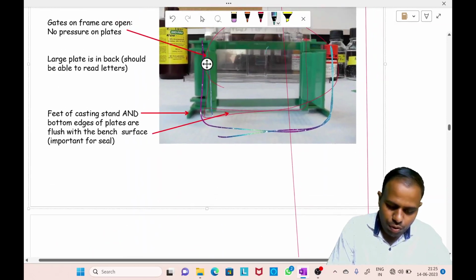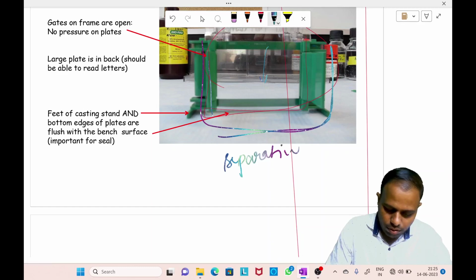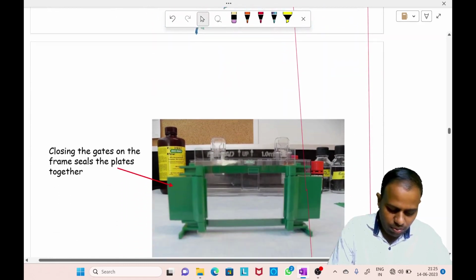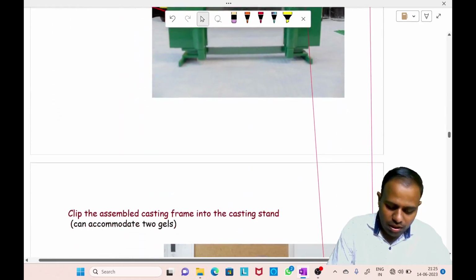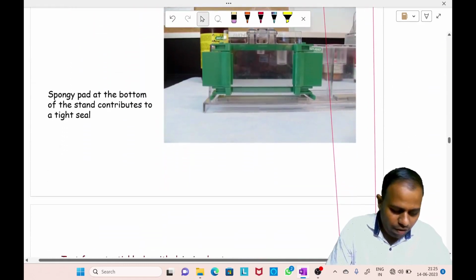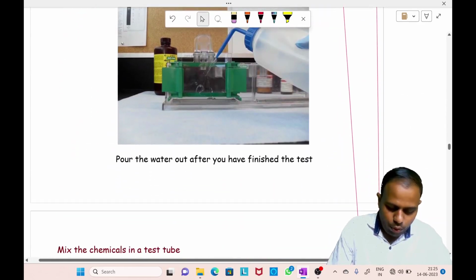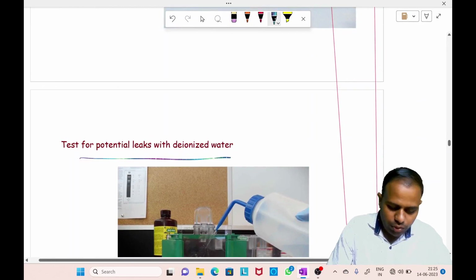First of all, you have to pour the separating gel. Okay, you have to pour the separating gel first, then stacking gel. Okay, so the stacking gel will be at the top. Okay, you have to mark here, and then the stacking gel preparation. So while you pour the stacking gel, then you have to add the comb. Okay, so after every pouring, remember, just wash it with the deionized water.